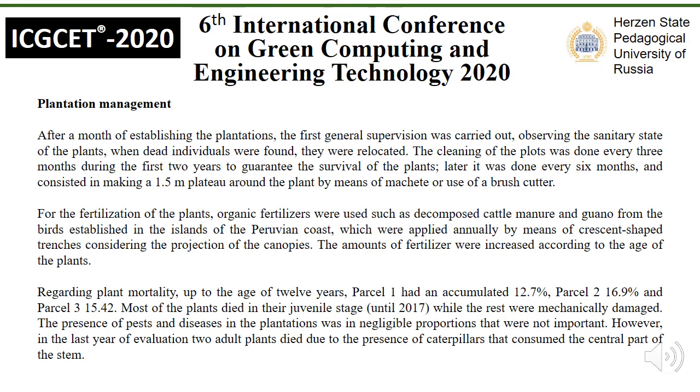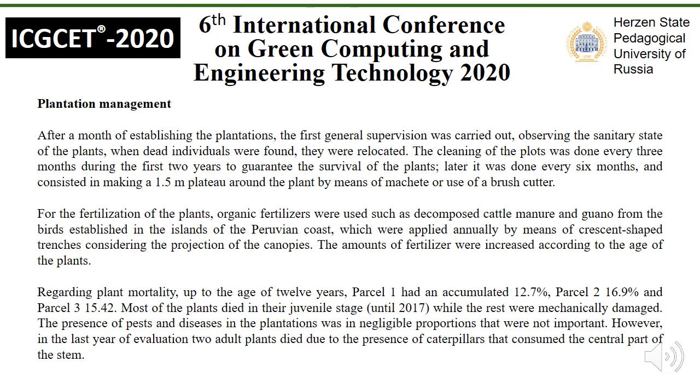Plantation management. After a month of establishing the plantation, the first general supervision was carried out, observing the sanitary state of the plants. When dead individuals were found, they were replaced. The cleaning of the plots was done every 3 months during the first 2 years, guaranteeing the survival of the plants. Later, it was done every 6 months, considering a 1.5 meter radius around the plant, by means of a machete or a brush cutter.